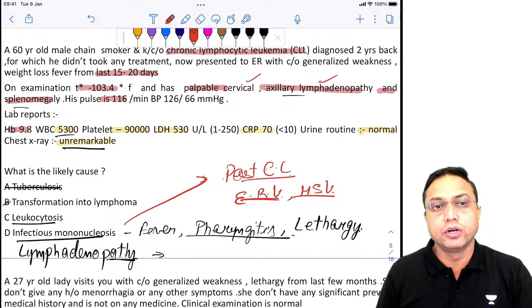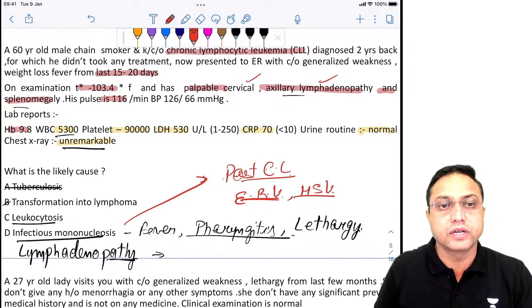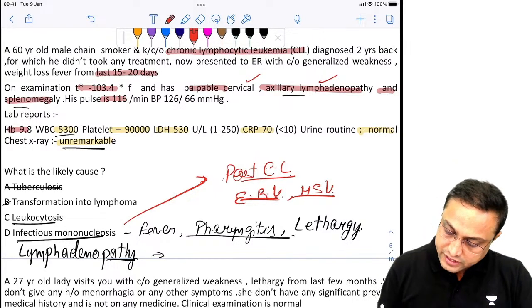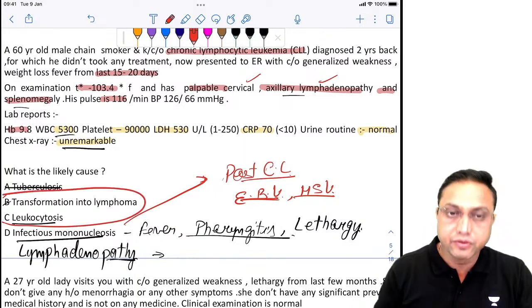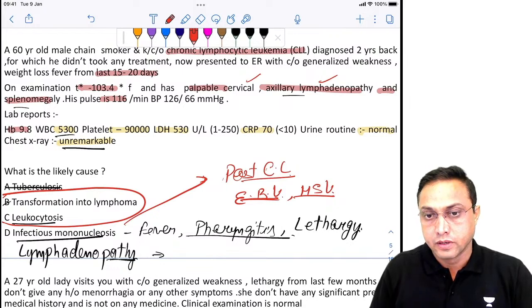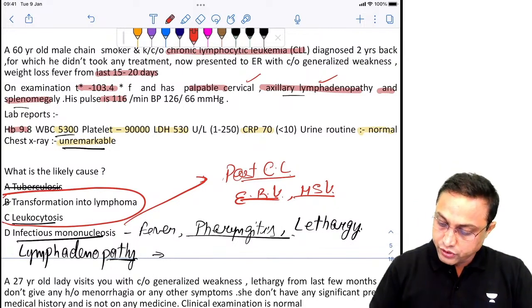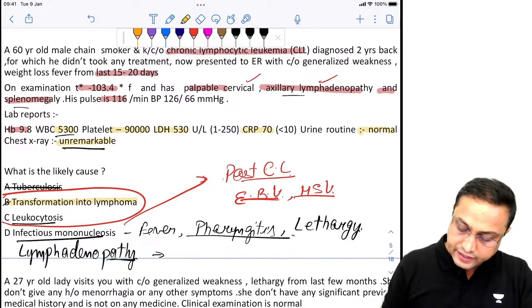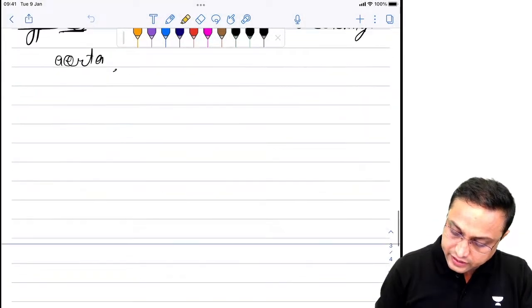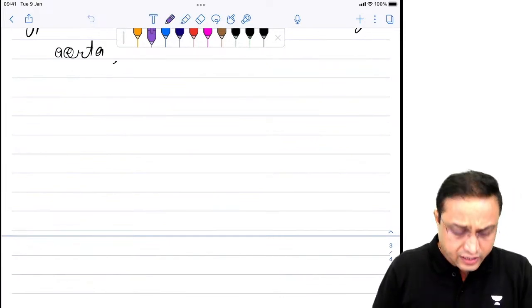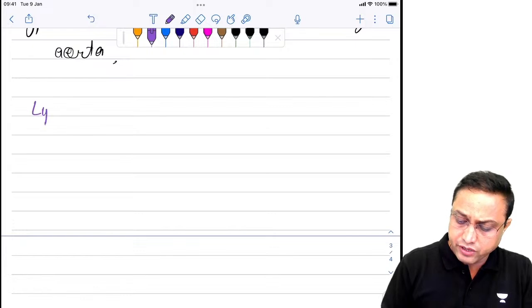Now we are left with only two things: either the answer is going to be leukocytosis, or it is going to be transformation into lymphoma. So can you please help me in finding out the right answer between these two, transformation into lymphoma or leukocytosis? What do you say? Okay, the majority of you are saying, sir, it is going to be the transformation into lymphoma. Totally, I agree that this is a case of CLL, and in the case of CLL, guys, what happens is that CLL transforms into lymphoproliferative disorders.